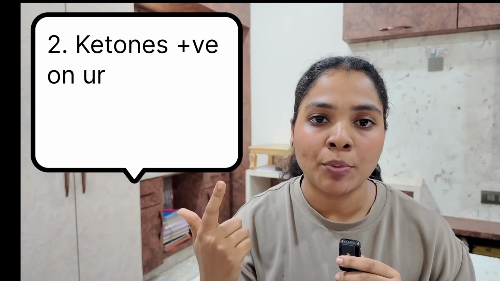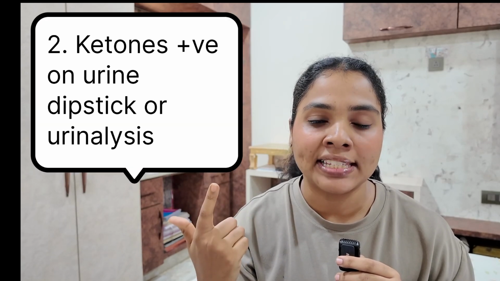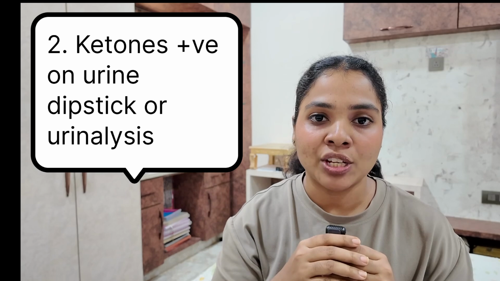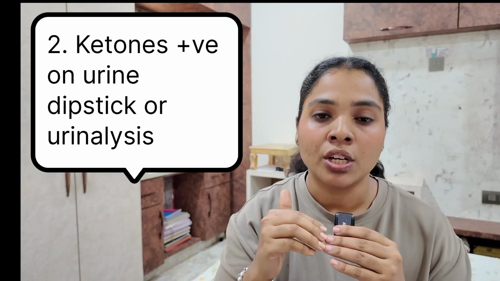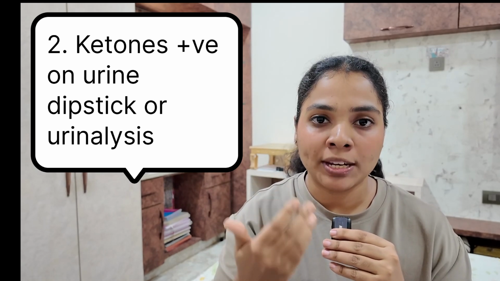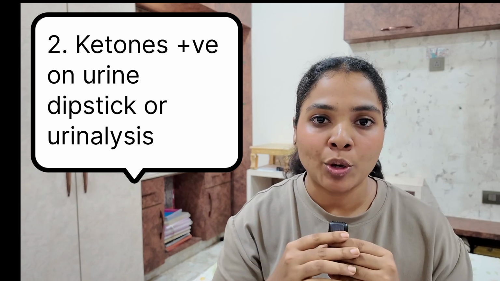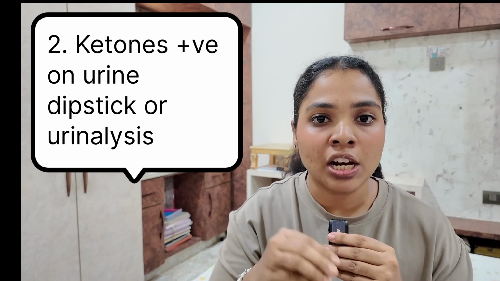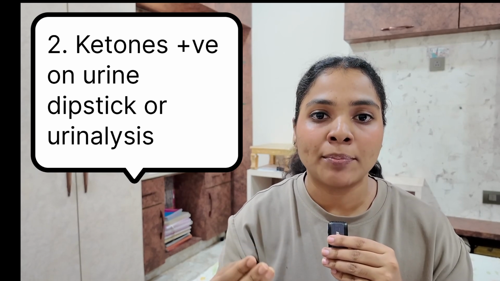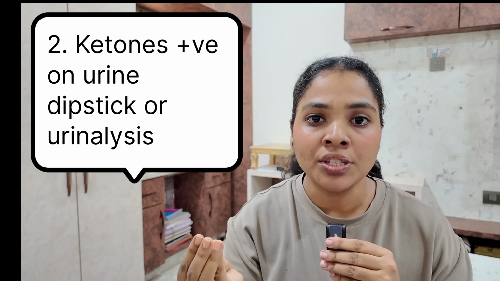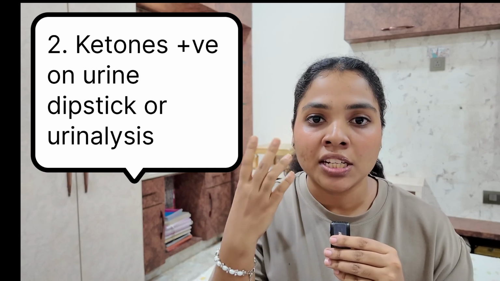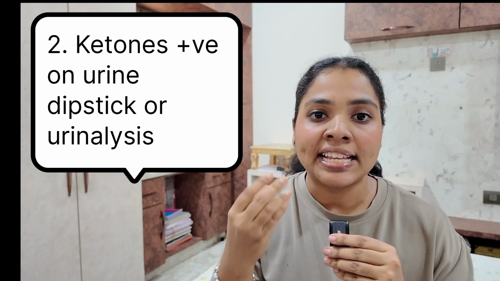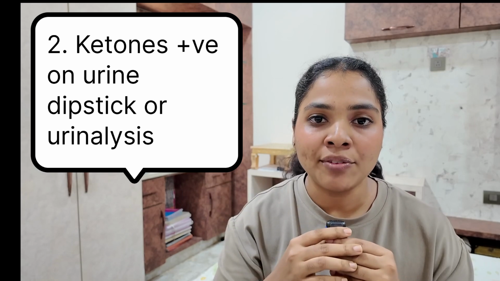Second, the ketone should be positive on urine dipstick or urine analysis. It is because of the insulin deficiency, the cells cannot take up the glucose. So our body metabolism shifts to lipid, and the end products of lipid metabolism are ketones. These ketones are lost in the urine. That's why you will be able to see ketonuria, positive ketones, and also some of the ketones are lost in the breath during expiration, acetone. That's why the patient will be having fruity breath.